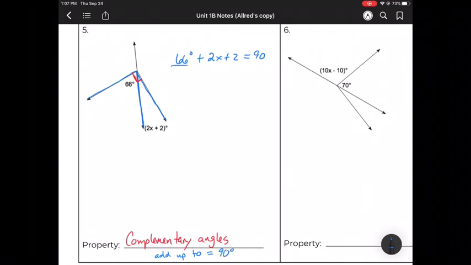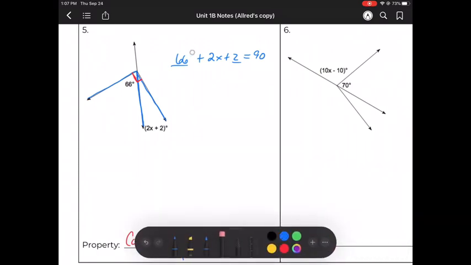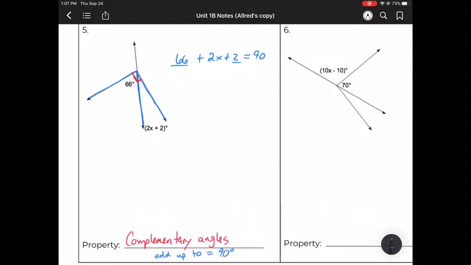Okay, so then we can group these together. 66 plus 2, those are like terms. I don't know why I put the degree symbol with the 66. We don't need that for our equation. 66 plus 2 is 68, making my equation 2x plus 68 equals 90.